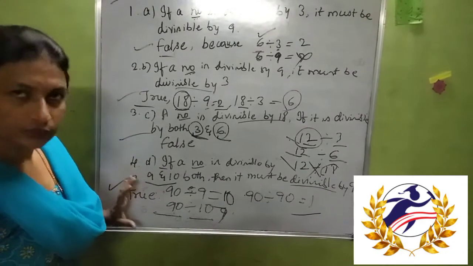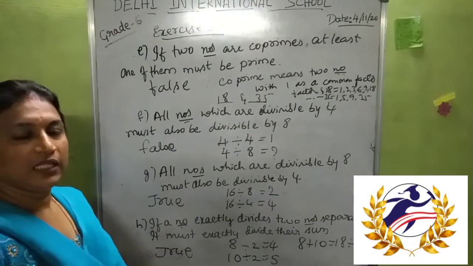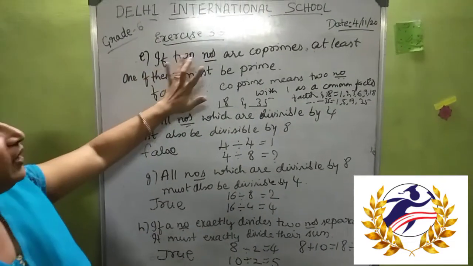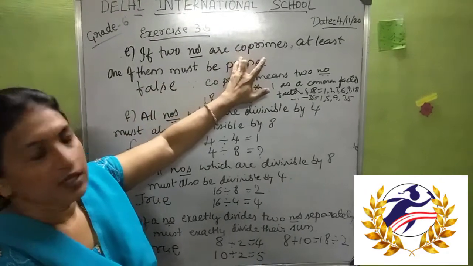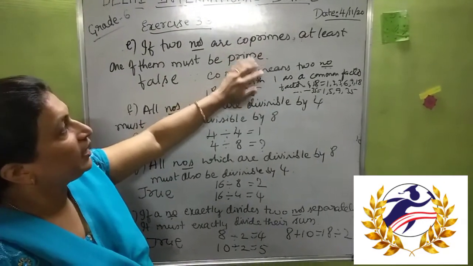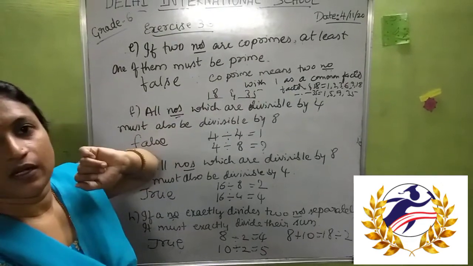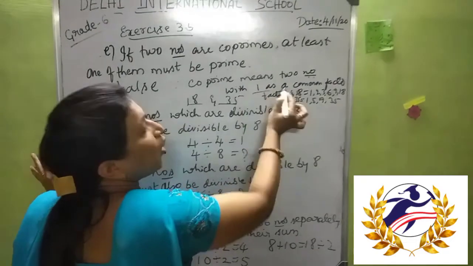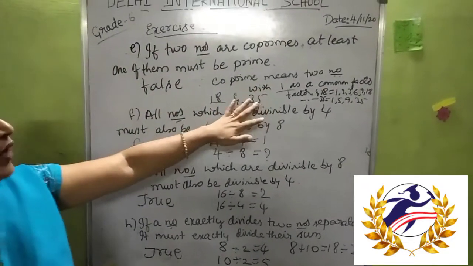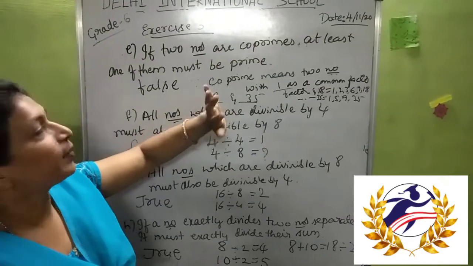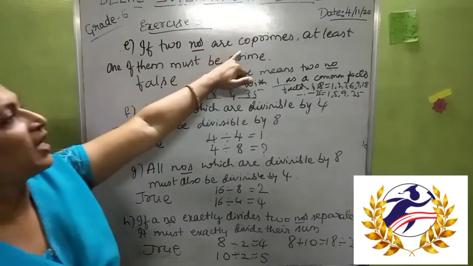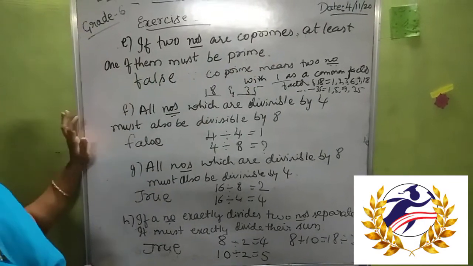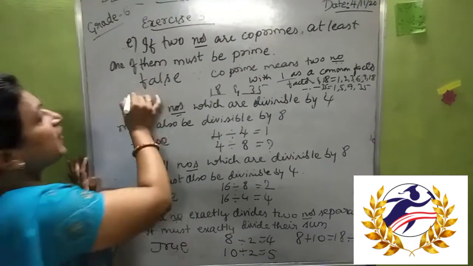Okay. Let us continue with the fifth problem of the first main question. If two numbers are coprimes, let us recall what a coprime is. Coprime means two numbers with only one as a common factor. If two numbers are coprimes, at least one of them must be a prime. So it is a false statement.